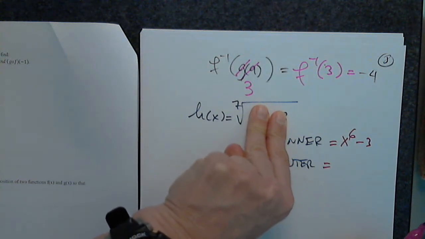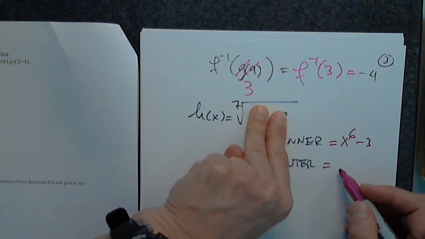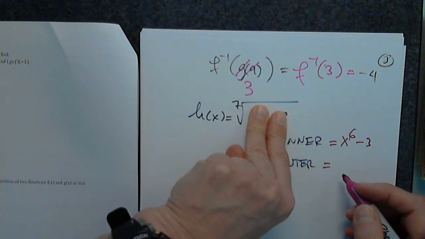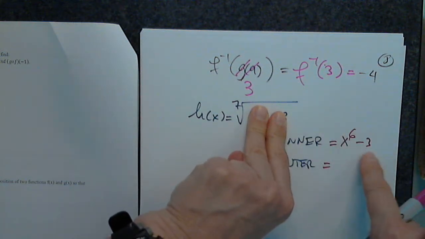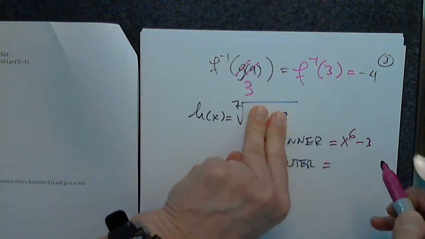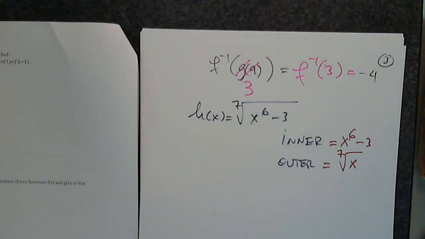7 is not a function. I cannot apply 7 to something. 0, 1, and 2 are not functions. Which function do I apply to this number once I'm done with this? Yes? It's the 7 on the outside. The 7th root of x, indeed. Thank you. Of course, it has to be a function. Very well done, yes.